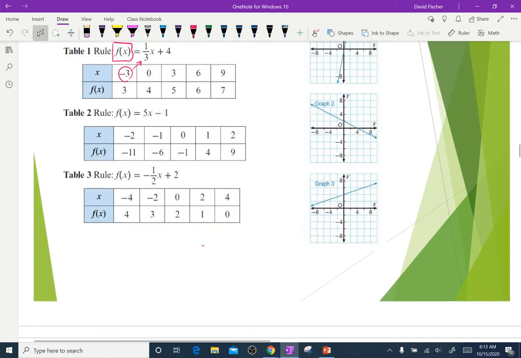Look down here. Down here, they picked the numbers and they said, let's put in a -4. Well, they used 4 because 4 is easily divisible by 2. So negative divided by negative is a positive.